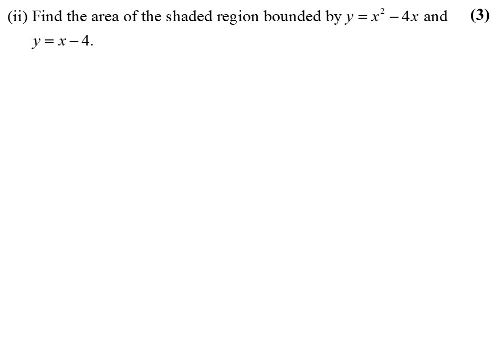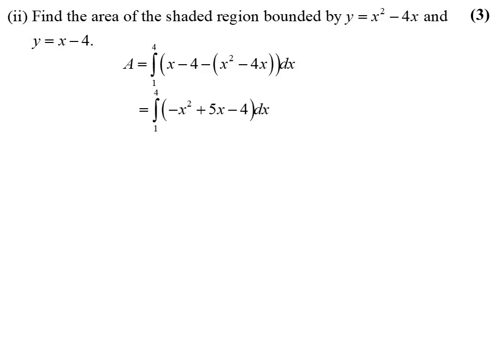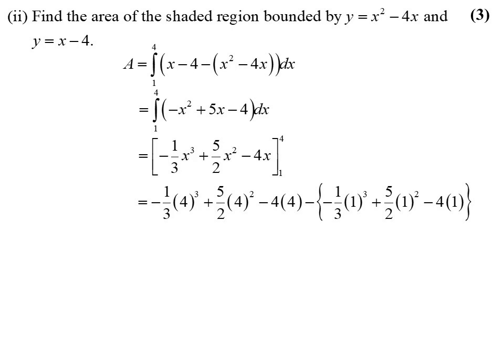Find the area of the shaded region. So the bit in between the two. Okay, well, the line is on top, the parabola is on the bottom. x minus 4 minus the parabola, we're going from 1 to 4. There's our quadratic that we are going to integrate. Primitive function, substituting in, 9 on 2.